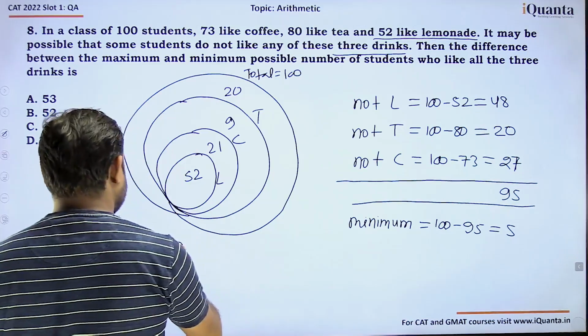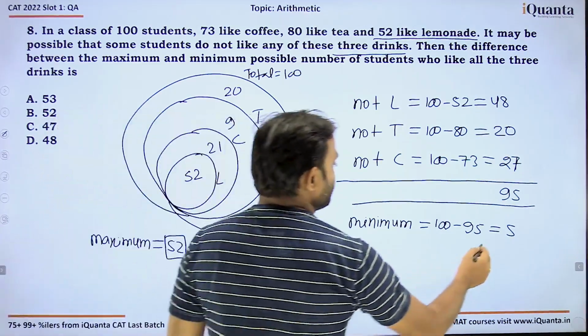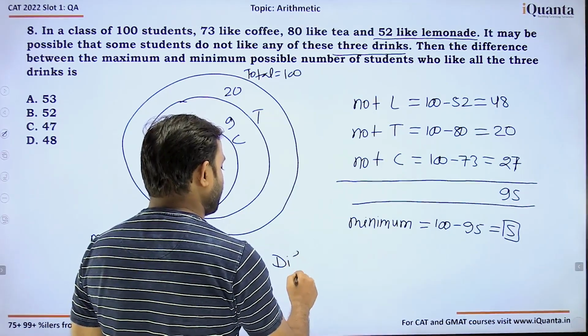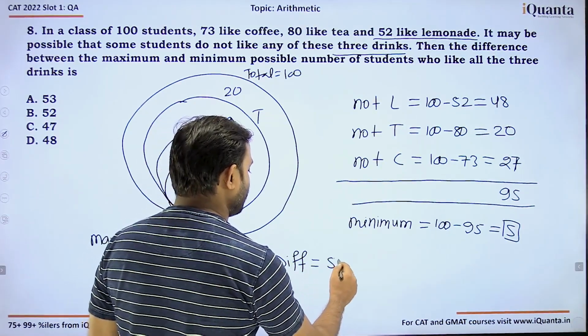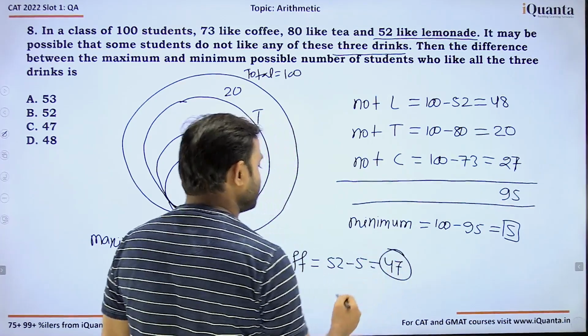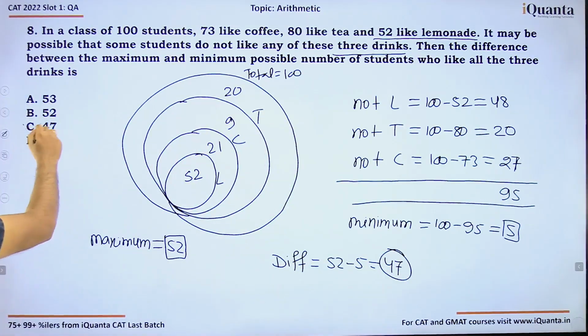Now we got the maximum, which is 52. We got the minimum, which is 5. What we need to find is the difference, and the difference will be equal to 52 minus 5, which is equal to 47. And option C is correct.